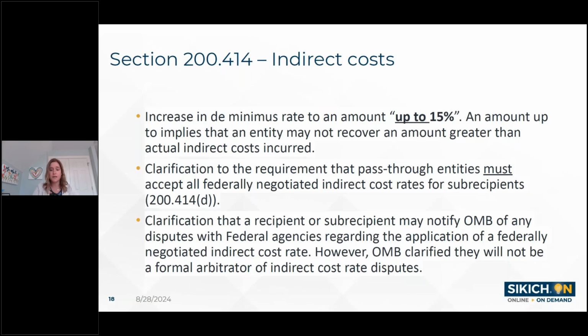There was clarification that a recipient or subrecipient may notify the OMB of any disputes with a federal agency regarding the application of a federally negotiated indirect cost rate. However, OMB did clarify that they will not formally arbitrate or assist in those disputes. So just an interesting piece of information that was added to this section.